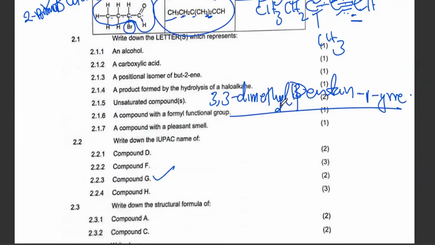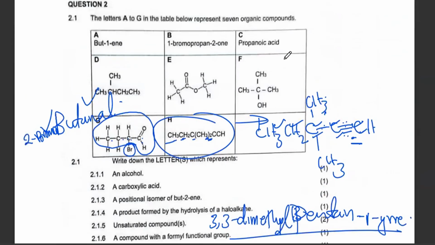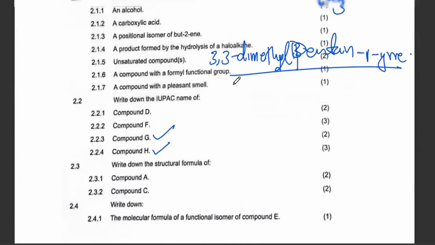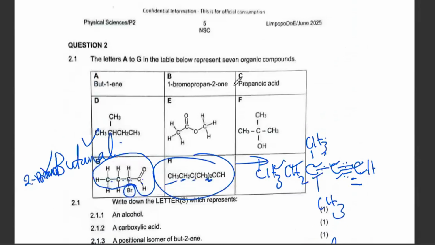Then we go to the next point. We are done with H. I think we are done with H. Yes. So the next question they're asking: write down the structure formula of compound A. If you look at compound A, we are saying that we write down the structure.